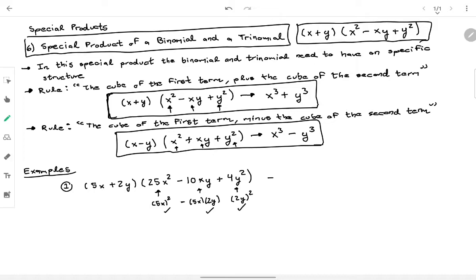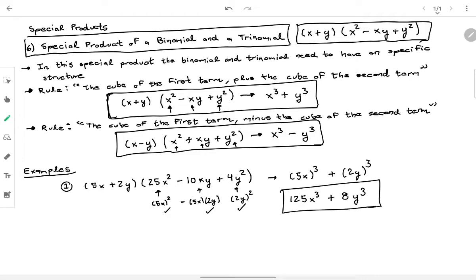So we can apply the rule and it will be the first term cubed plus the second term cubed. So our final answer is going to be 125x cubed plus 8y cubed. So applying the rule is so simple. The most important part is that we need to verify if the trinomial has the specific structure we need to apply the special product of a binomial and a trinomial. Let's see another example.